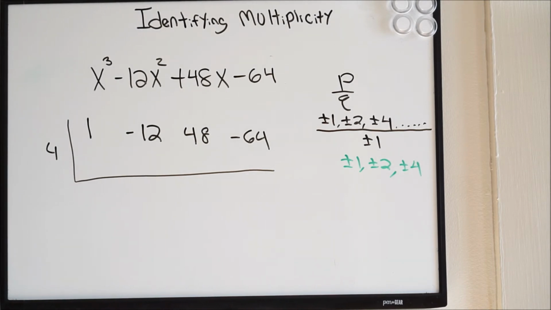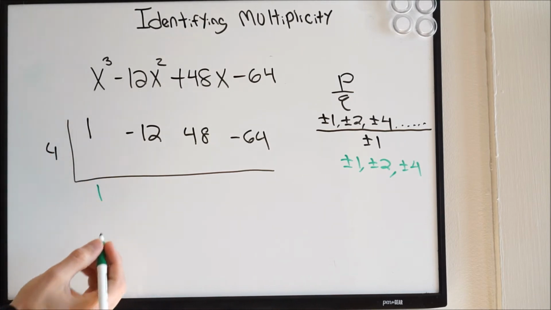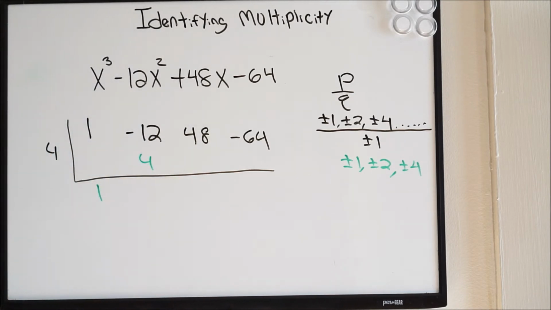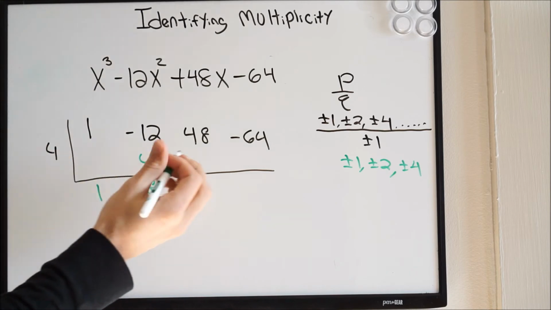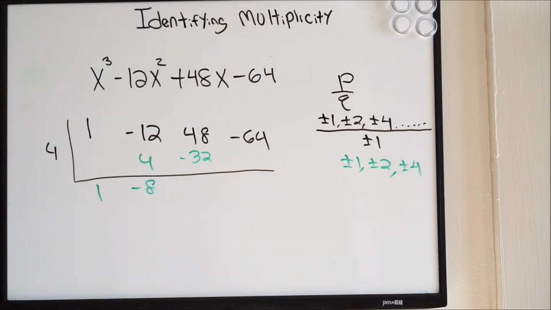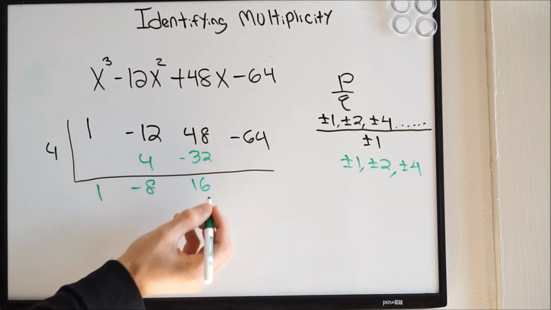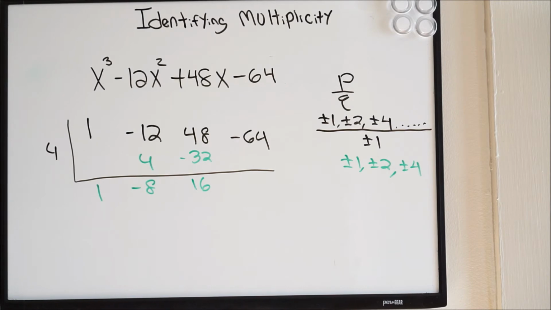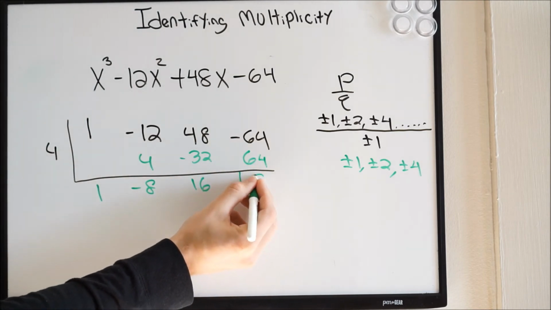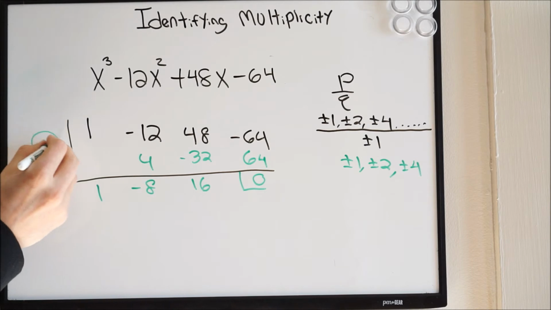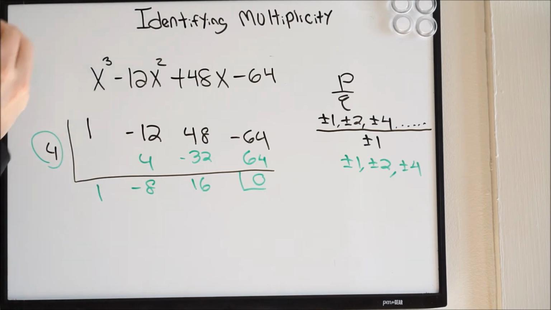So let's go ahead and use synthetic division. We're going to bring down the 1. 4 times 1 is 4. Then we have negative 12 plus 4, that's going to be negative 8. Negative 8 times 4 is negative 32. Then we have 48 minus 32, that's going to be 16. Then 16 times 4 is 64. And then negative 64 plus 64 is 0. So what that tells us is, yes, this is in fact a root of this function. So I'm going to write it up here so I can keep track of it. So 4 is a root or a 0 of this function.